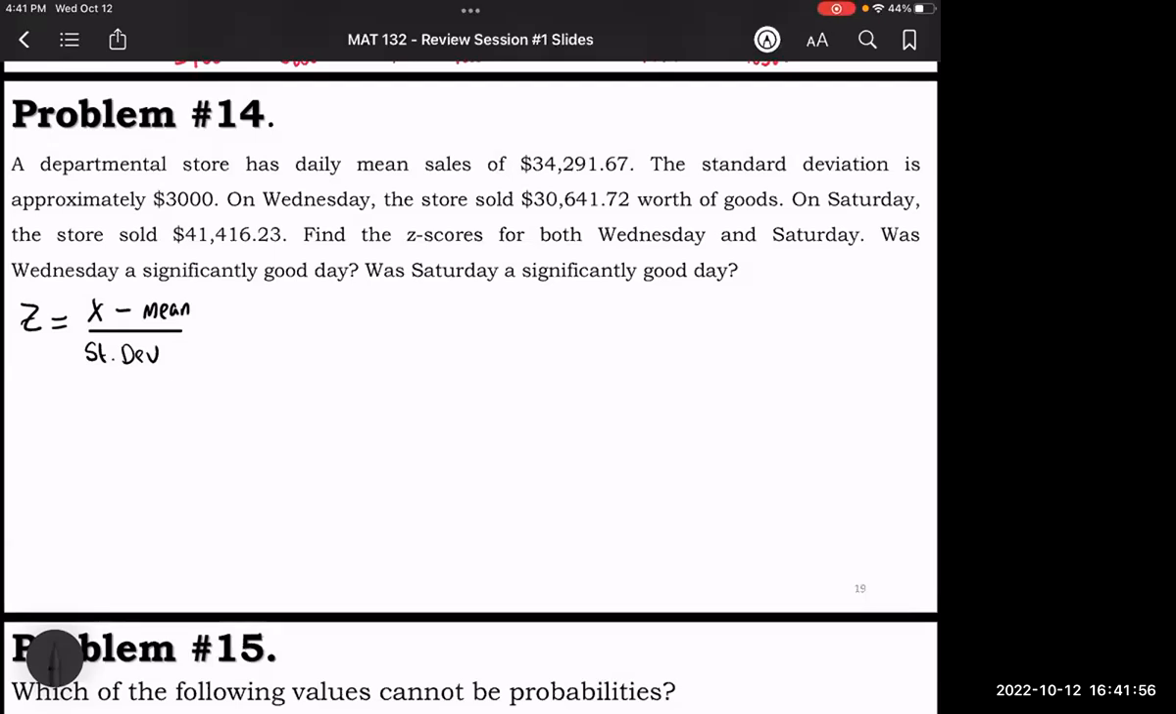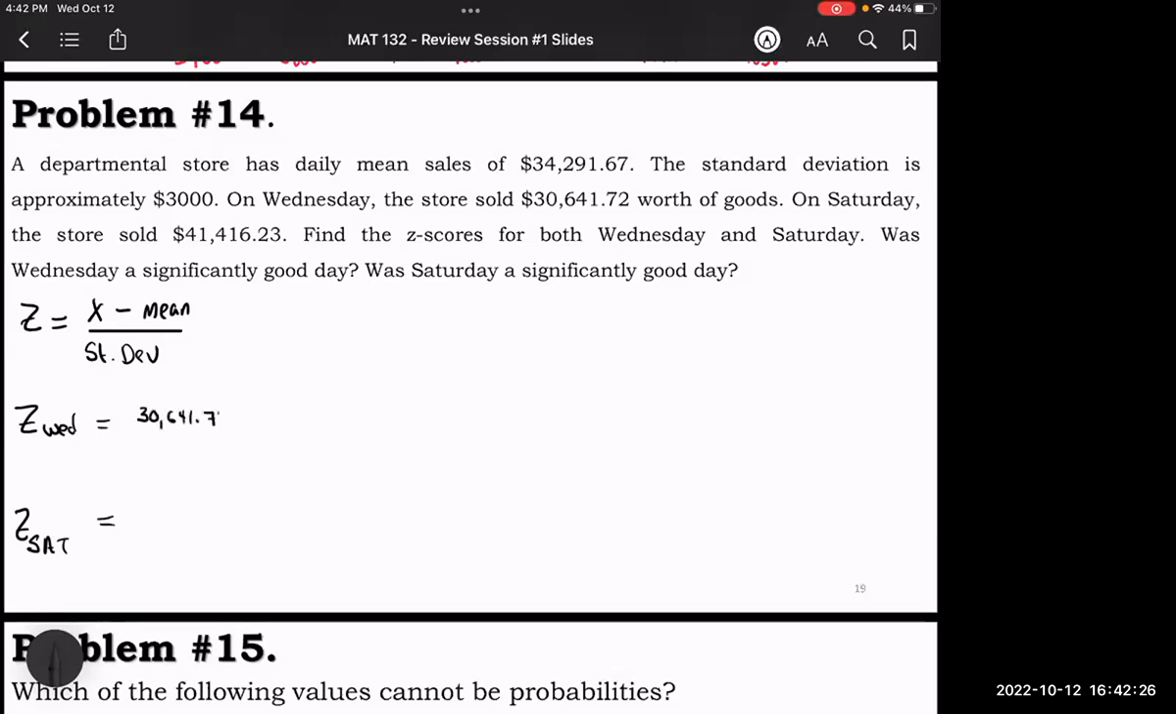So we're gonna compute, I'll call it Z Wednesday or Z Wed. That stands for Z Wednesday. And then we're gonna do Z of Saturday, SAT. Okay, so just insert your values into the formula for both Wednesday and Saturday. For Wednesday, what was the sales again? $30,641.72.